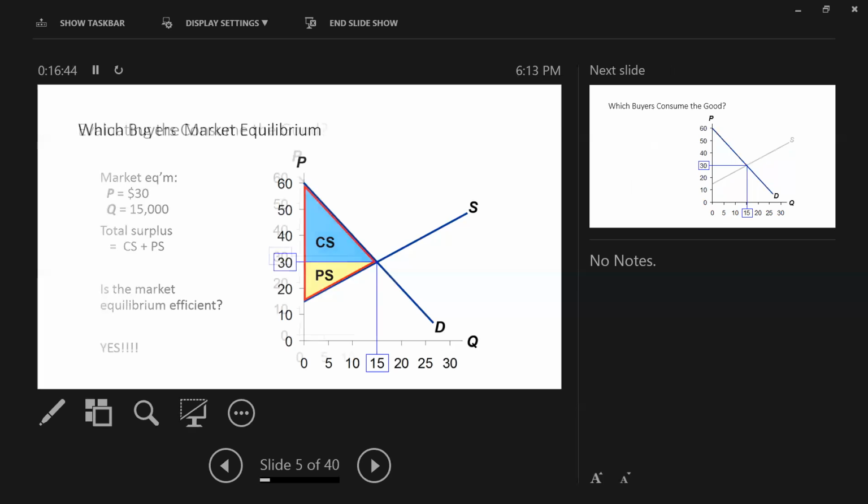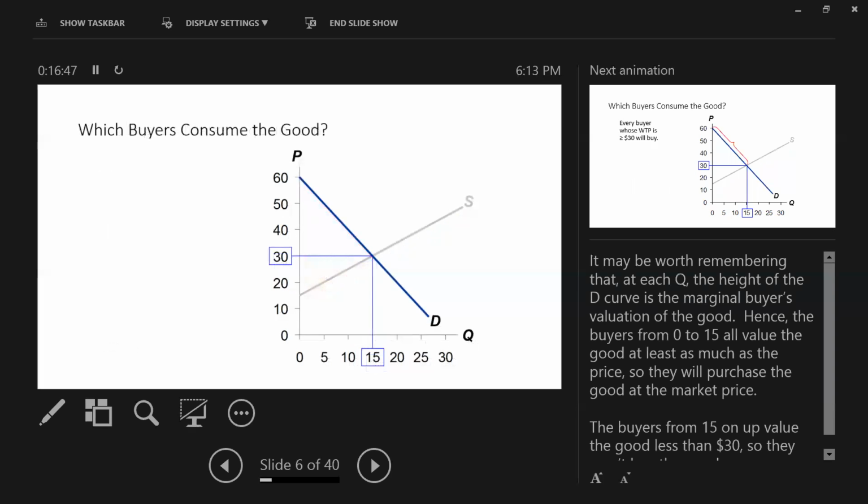Okay, if you think from the buyer's perspective, who is actually buying the goods? So imagine you have all these different buyers lined up along the demand curve. Towards the top of the demand curve, you have the highest willingness to pay buyer.